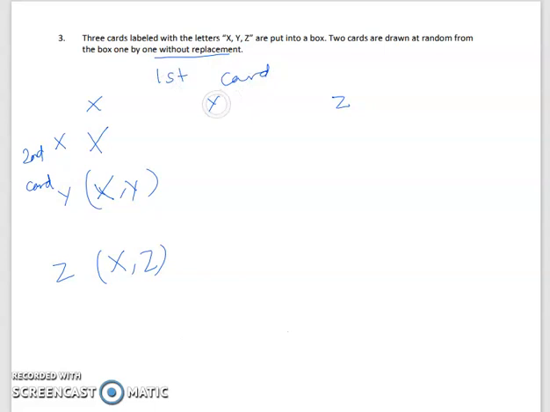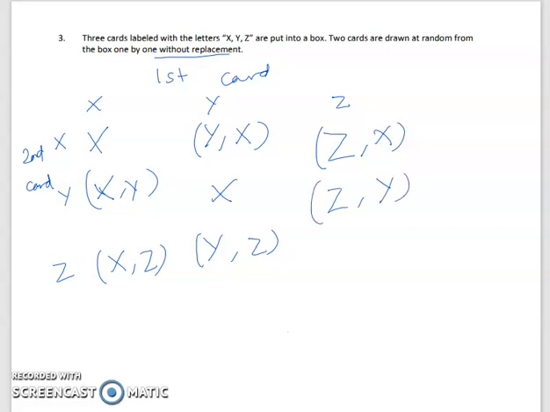If I get Y as my first card, the second card might be either X or Z. So first card Y, second card X. Here we cannot have first card Y and second card Y, so this is not going to happen. First card Y, second card Z. Then first card Z. If I already get the card with the letter Z, the second card will not be Z. I will get either X or Y. So first card Z, second card X, or first card Z, second card Y. First and second card both Z does not happen.